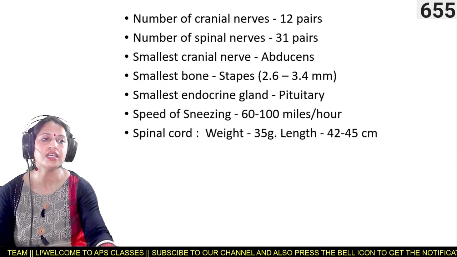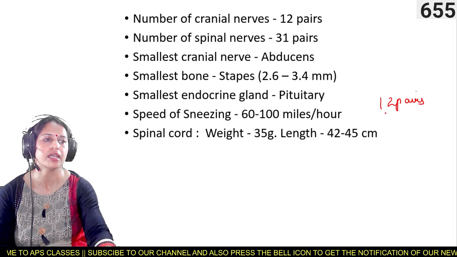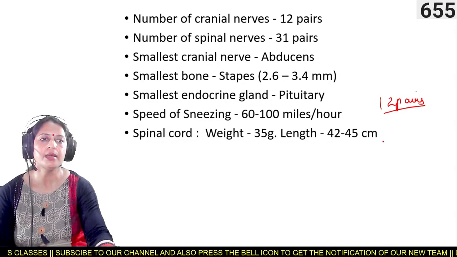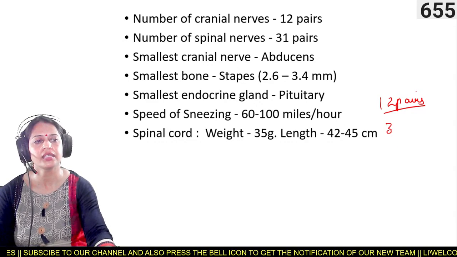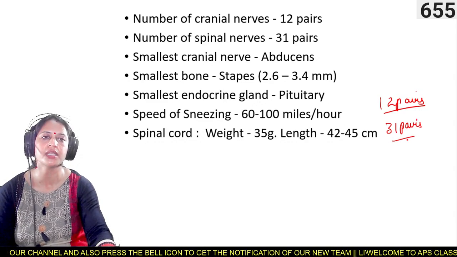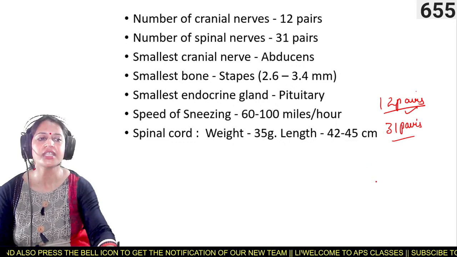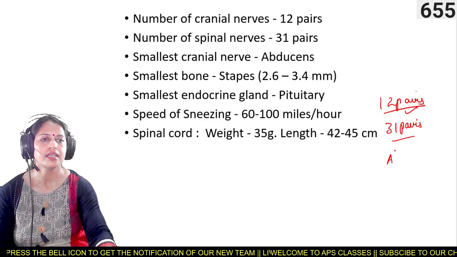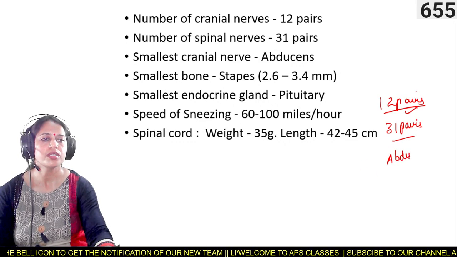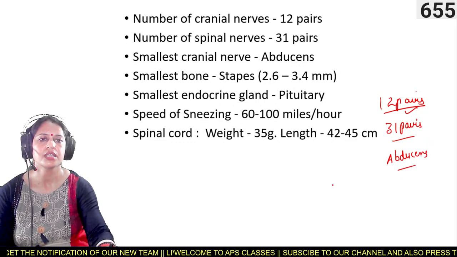Number of cranial nerves, that is 12 pairs. Number of spinal nerves, that is 31 pairs. Smallest cranial nerve, that is abducens.